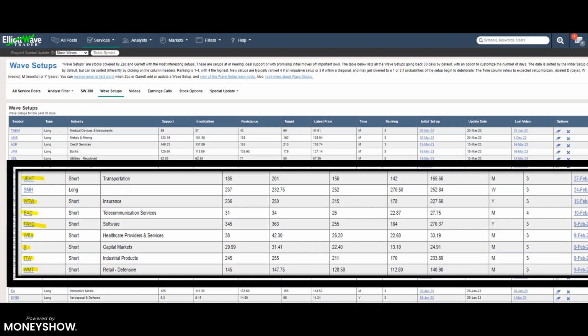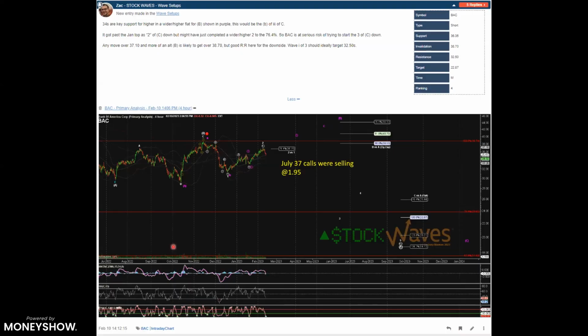So the first one here was BAC, and we posted this as a short setup. We had been looking at a possible risk of an ABC flat topping, or at least an A wave of a bigger flat topping back here in November. And into the December low, we saw a possible 5-wave move down as wave 1 of that C wave. So sometimes C waves are 5-wave moves. So we can look for the same kind of 1, 2, 3, 4, 5-wave structure that we would look for in any normal 5-wave move, whether it's a C wave or a third.